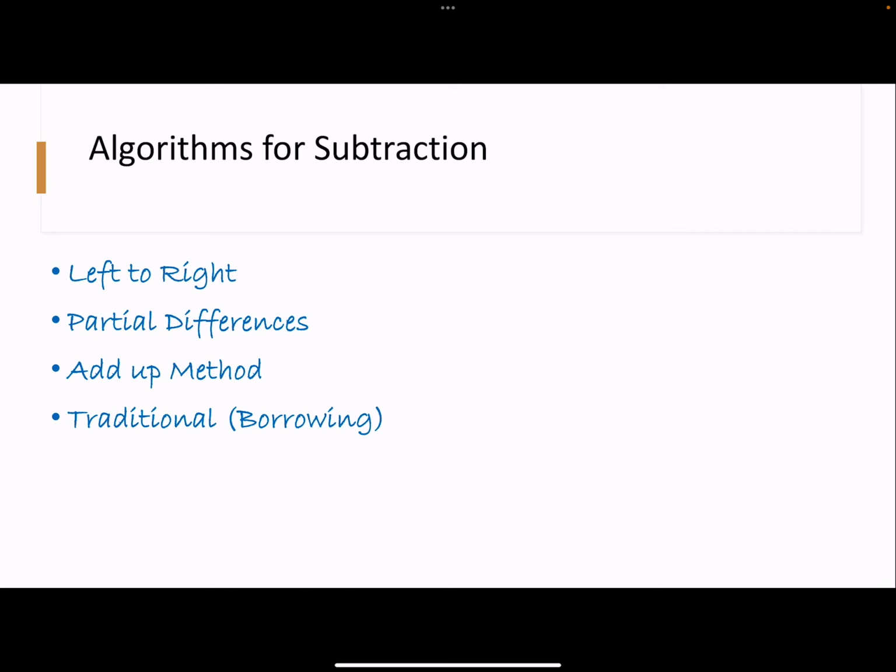Again, it's important to introduce different algorithms for subtraction because you do have students who learn differently. You might have one student who really prefers partial differences and another one who does the add-up method. We want to be able to present material in different ways so that they can succeed, no matter which algorithm is used. Let's first talk about this left to right subtraction.